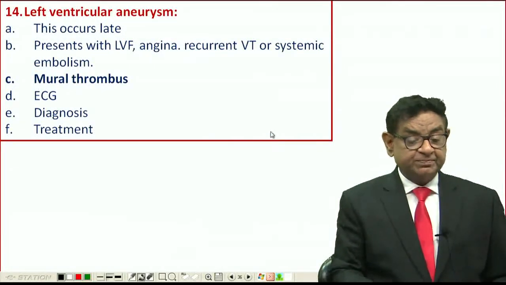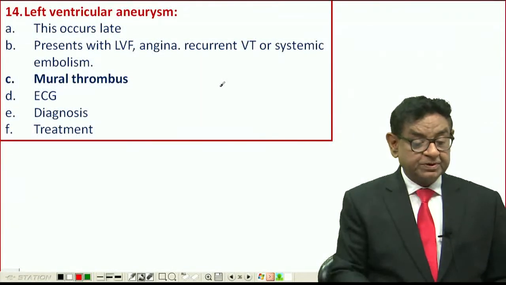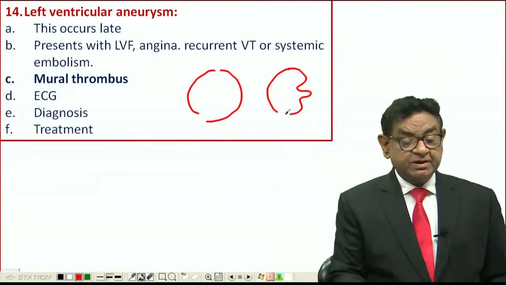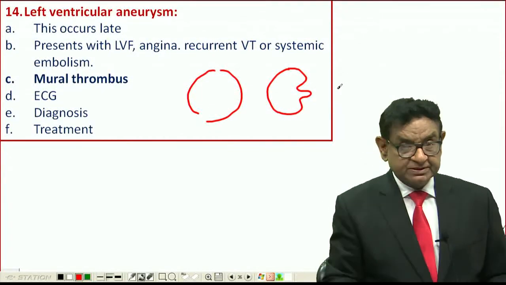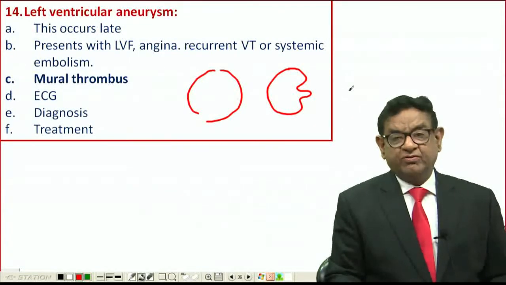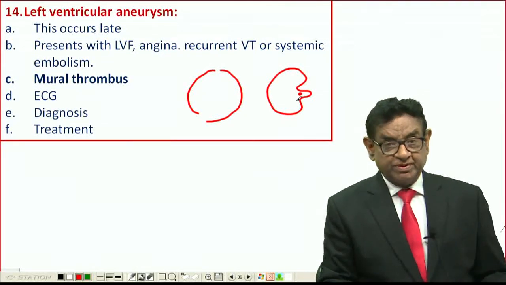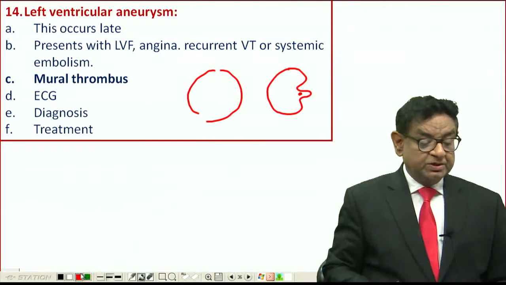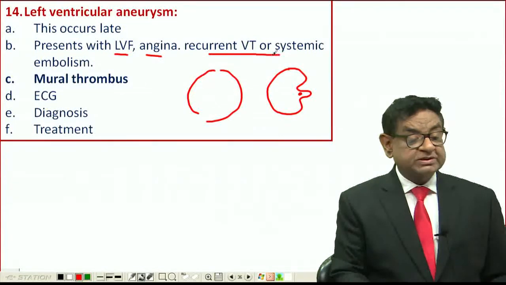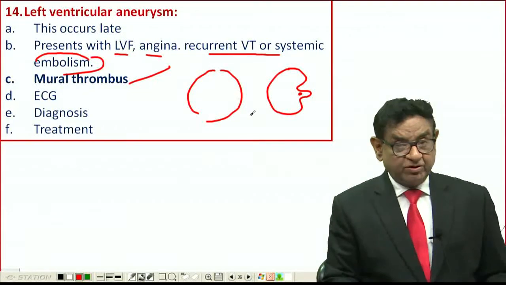Now, left ventricular aneurysm. What is this? In this condition, this is the heart, and MI has occurred, and now an aneurysm comes out. Bulging occurs because scar tissue is not formed in this condition, and it has weakened the wall of the ventricle. The aneurysm becomes a source of clot formation, which can have an embolic phenomenon. So it is usually a late feature. Patient may present with LVF, angina, recurrent VT or systemic embolism. This is one thing which is very dangerous. Mural thrombus is the site of formation.